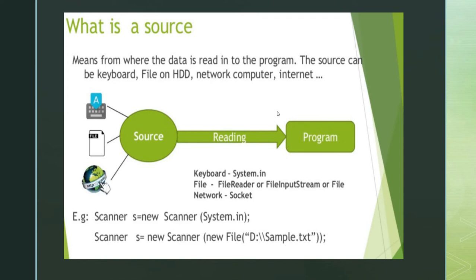That's why we are using the Scanner class. If we want to read the input from the keyboard, we need to use System.in and pass this into the constructor of the Scanner. In that case we can read the input from the keyboard. By using a file as the source, we have to pass the file reader or the file input stream. And if we have to read the data from the network or internet, we need to pass the socket. For example, we need to create an object of a Scanner: Scanner equals new Scanner, and we pass the source as System.in. And if you want to read data from a file, then we need to pass the file location by creating a new File.